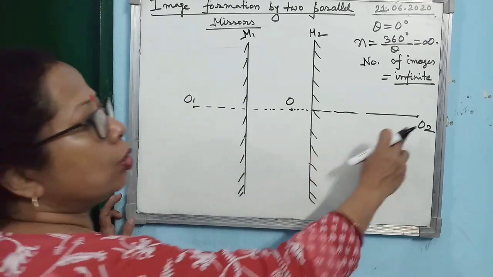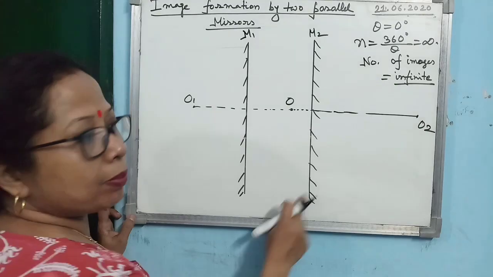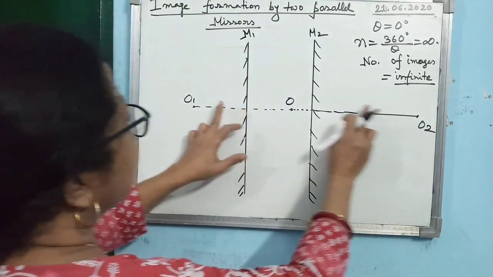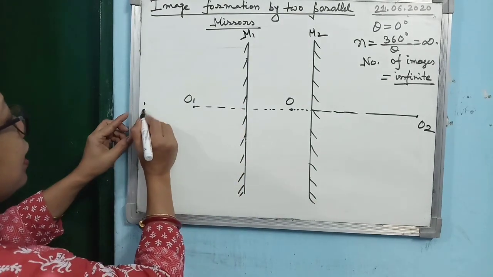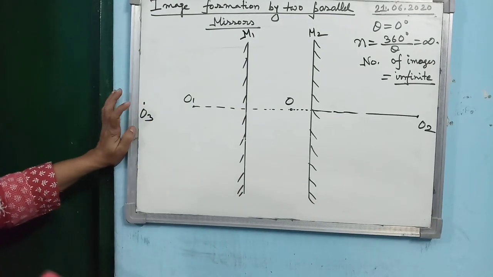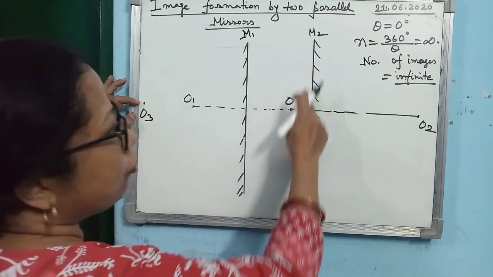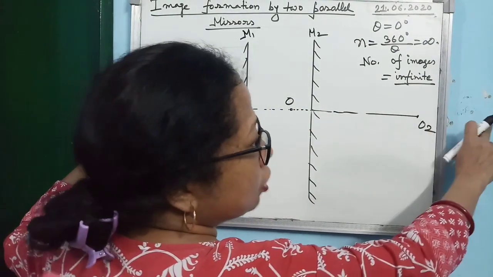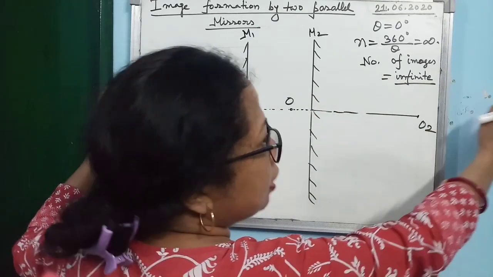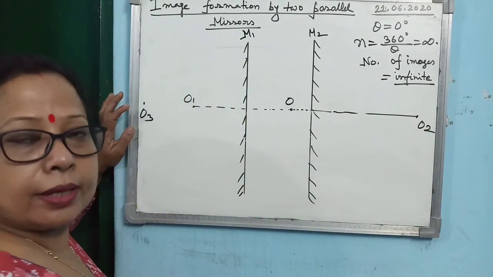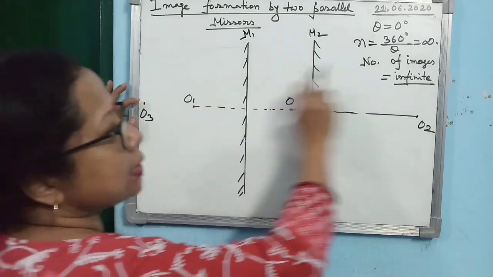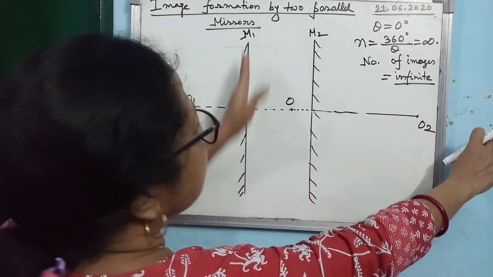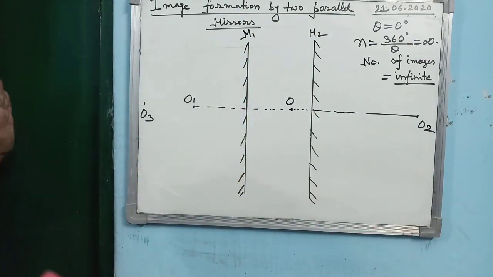Now, O2 is behind M2, but O2 is in front of M1. So another image will be formed here, O3. Now O3 is in front of M2, so another image will form. Here I cannot show you the image because it is going beyond my board. It is a small board. Just imagine that O4 is here. Now O4 is in front of M1, so another image O5 will be produced.